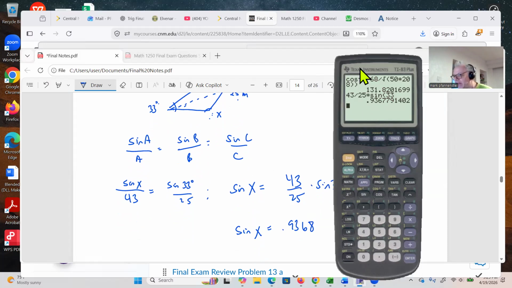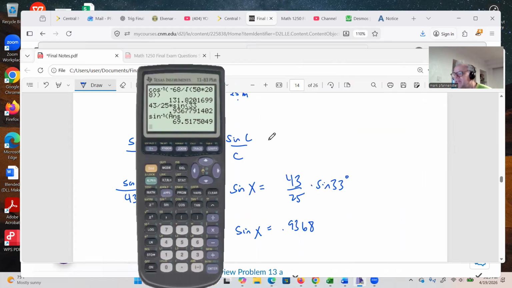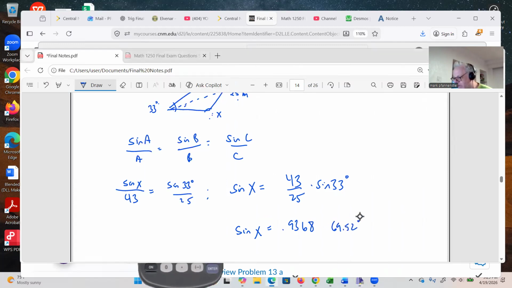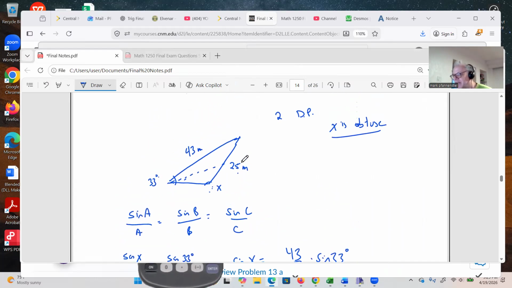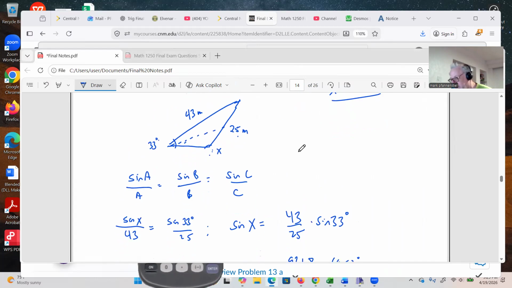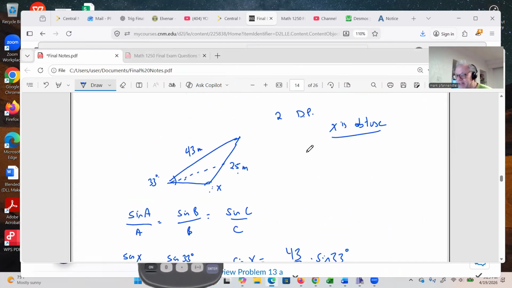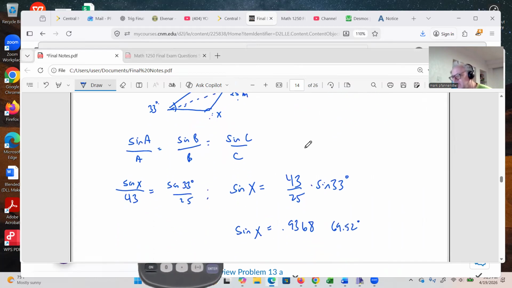Now I have to take the inverse sine of what we just found. Second function, sine, gives me sine inverse of the answer, and we end up with 69.52 degrees. But wait a minute. The problem said 2 decimal places, check, but it also tells me that angle X is obtuse, and 69.52 degrees is not an obtuse angle.